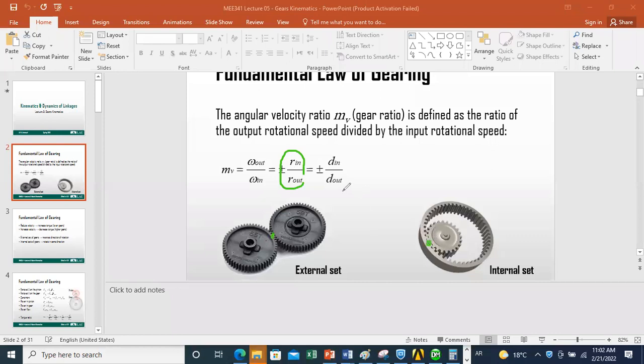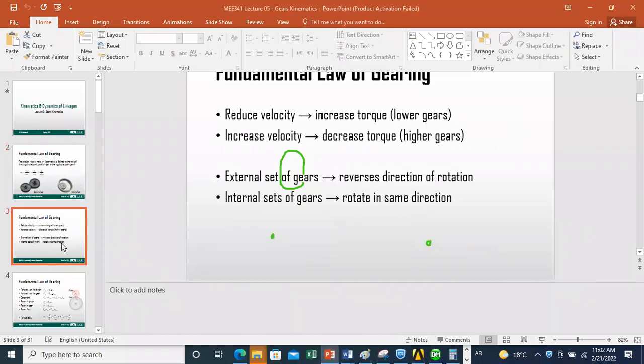And of course, we can have a positive ratio or a negative ratio, depending on the set. So if we just have two gears, an external set will lead to opposing angular velocities, while if we have just two gears in internal set, then we'll have a same direction for angular velocities. Now, in this chapter, we'll see trains of gears, and we see how to design a train of gears for a certain application.